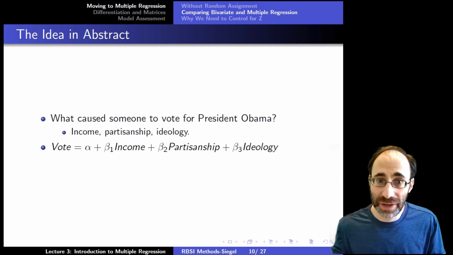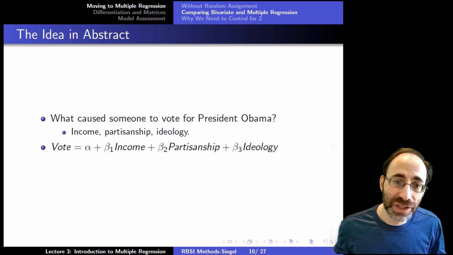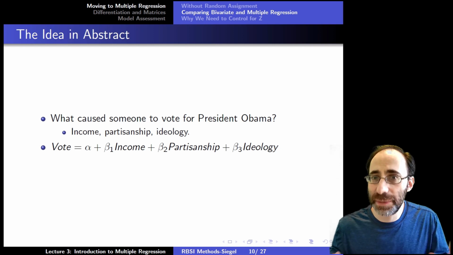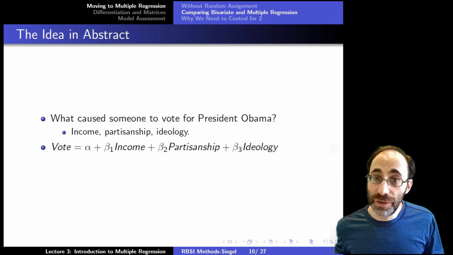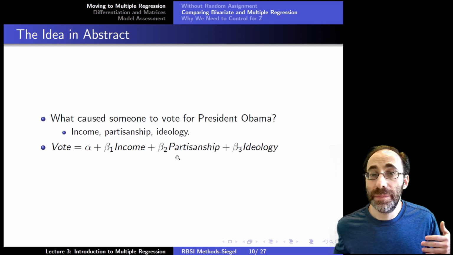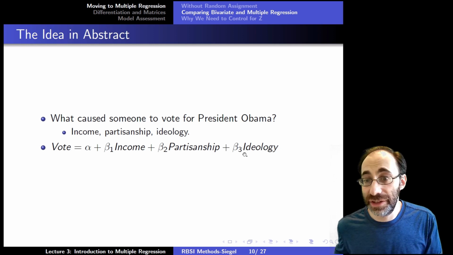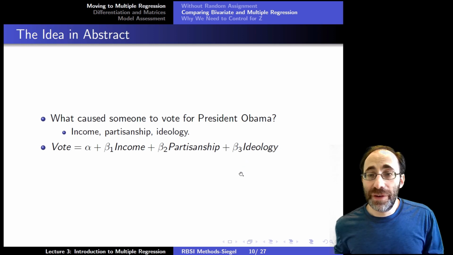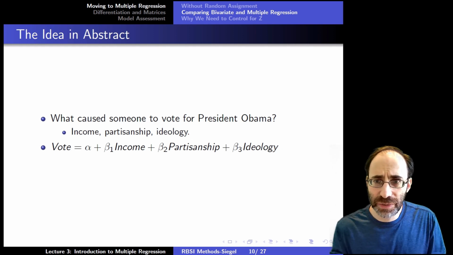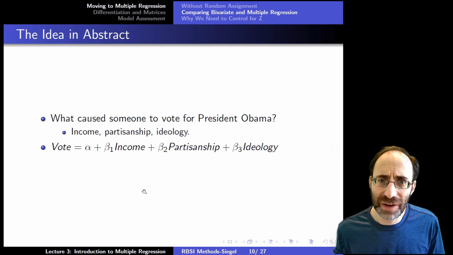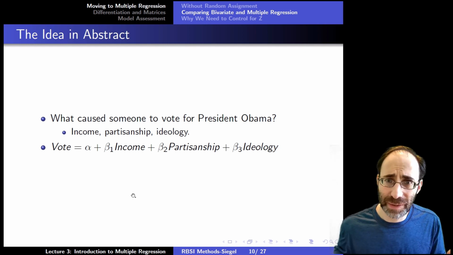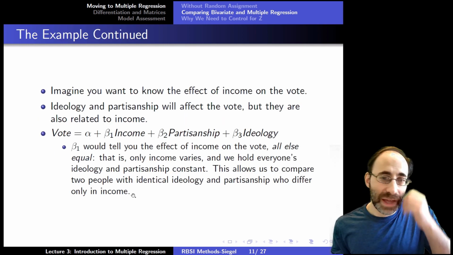Okay, so let's do an actual concrete example. And the question is, what caused someone to vote for President Obama? Three of the most common explanations for any kind of vote choice are that the vote you make will equal a function of a constant, your income times beta 1, partisanship times beta 2, and ideology times beta 3. But what if our primary interest is in income, the effect of income on vote, and that's what we're going for first. So let's treat income here as the primary independent variable, just conceptually. All these are independent variables, but let's conceptually look at income as the one we're thinking about most to start off with. And that's sort of the research question.